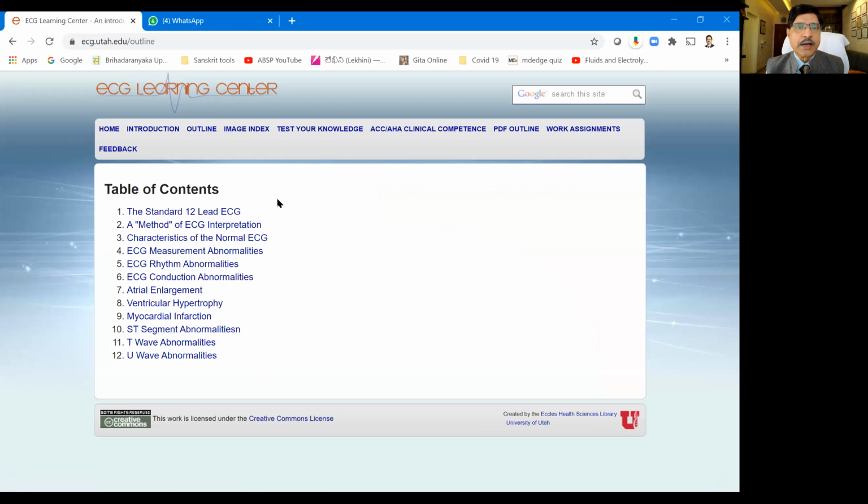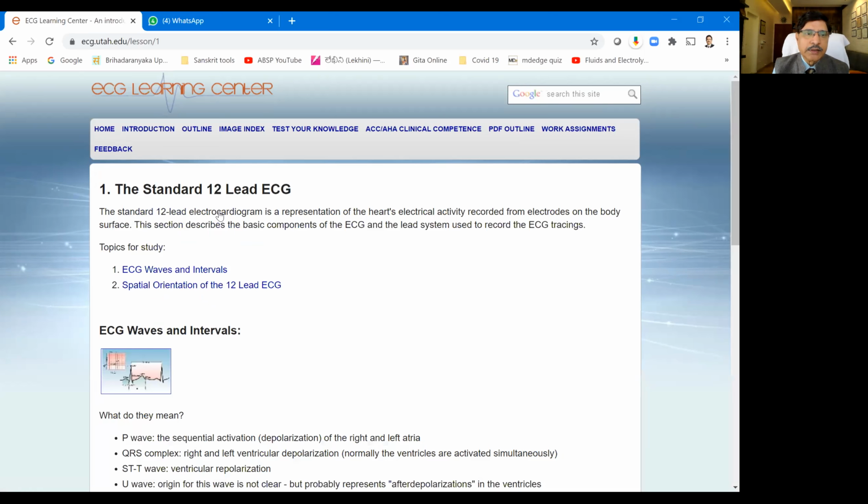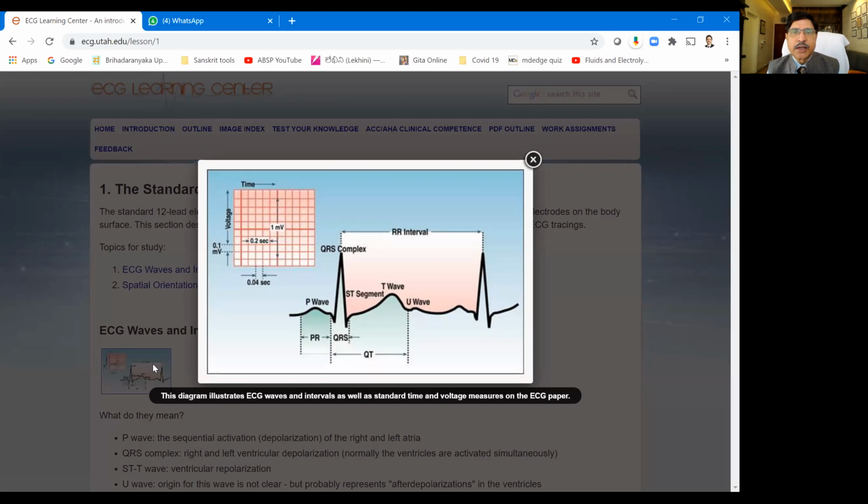What it is showing is the standard 12-lead ECG, method of interpretation, characteristics of normal ECG, measurement abnormalities, and then rhythm abnormalities, conduction defects, atrial enlargement, ventricular hypertrophy. Like that it goes. We have done the standard 12-lead and also the characteristics of normal ECG and also the axis. Conduction abnormalities and the axis measurements are there. So you can click any one of them and look at that. You could have seen this. This is a bigger image which we have seen. The image is taken from this website. You have already seen the image in my presentation.